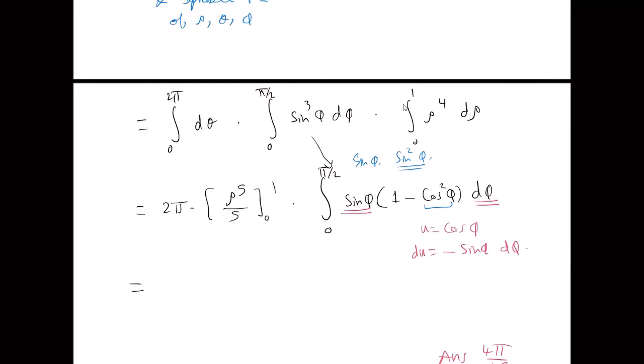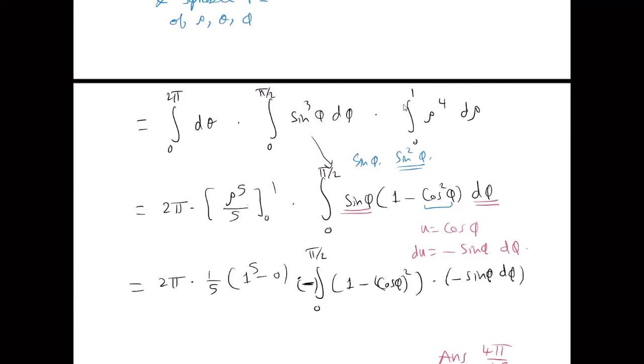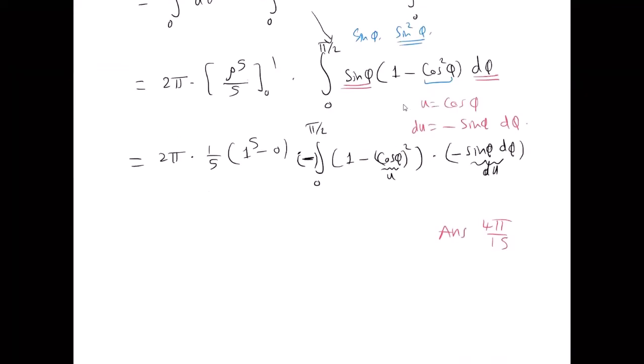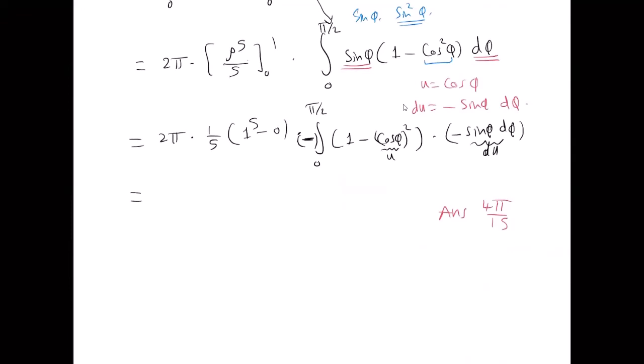So this is 2 pi, this is 1/5, and here 1 to the 5 minus 0, which is 1. Here again, one minus cosine phi square. Here we need a negative sign, sine phi d phi, which is du. This is u, this is du. So it's minus 2 pi over 5.